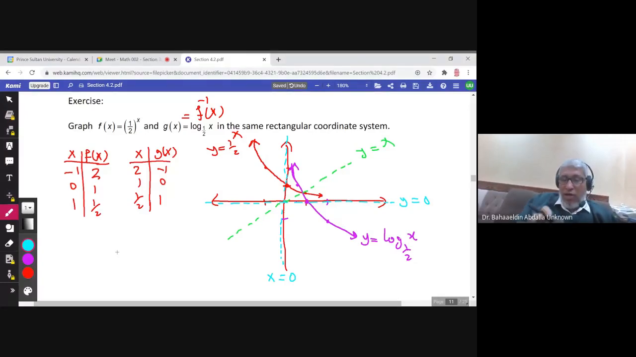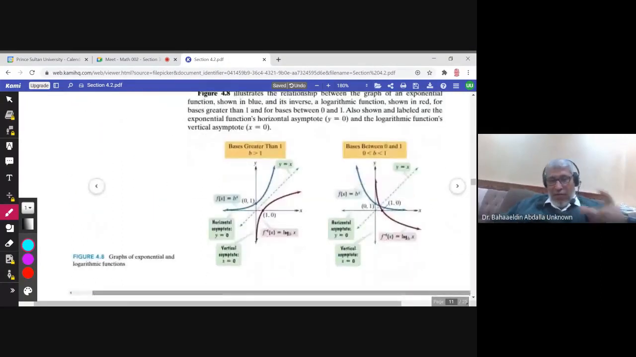Okay, so now we know the graph of the logarithmic function in both cases. If b is greater than 1, if the base is greater than 1, then this is the graph of the exponential, and this is the graph of the logarithmic, and this is the vertical asymptote, and this is the horizontal asymptote. If the base is less than 1, and of course it's greater than 0, then the two functions are decreasing. And this is the graph of the exponential, and this is the graph of the logarithmic. These graphs are very important, and you must memorize them by heart.